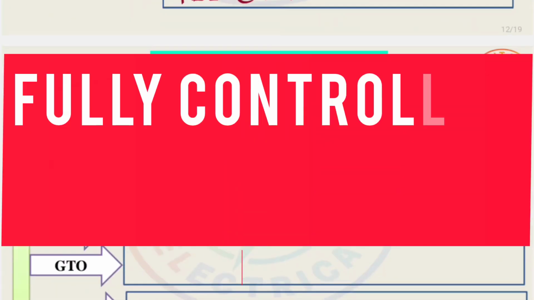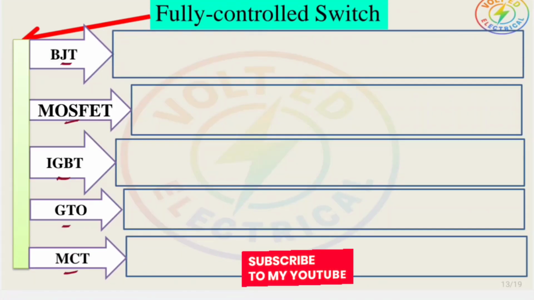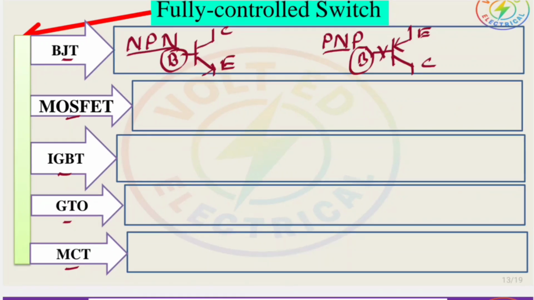Now we'll see the fully controlled switches. The fully controlled switches are BJT, MOSFET, IGBT, GTO and MCT, meaning on and off both can be controlled for these 5 switches. BJT has two types, NPN and PNP. Here there is a collector, base and emitter junction. In the case of PNP also there is an emitter, collector and base junction. By using the base current it can be controlled, meaning once current is applied it will turn on, and by removing the base drive it will be turned off. So that's why this BJT is called a fully controlled device.